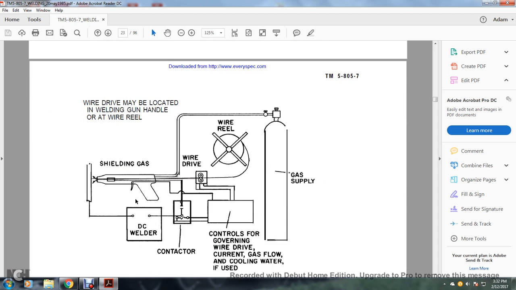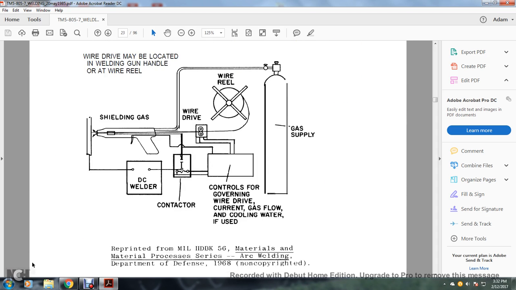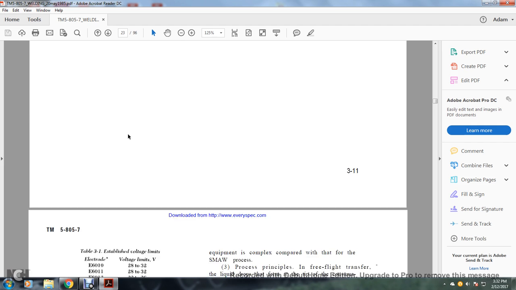This shows the reprinted Military Handbook 56, Materials and Metal Processing Series, Arc Welding, Department of Defense, 1968. You have your gas supply running to the shield gas gun, with a DC welder and a contactor also running to the gun. The controls govern the wire drive, the gas flow, and the welding current, with cooling water if used, and a wheel drive and wire reel feeding the gun.